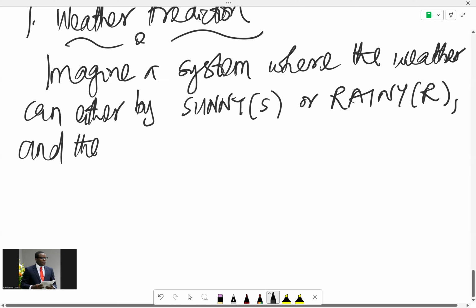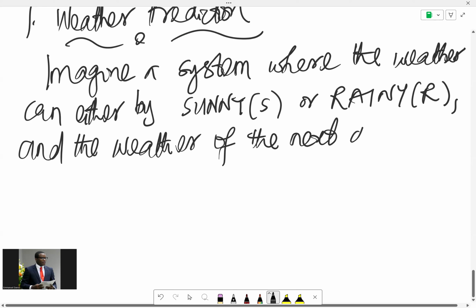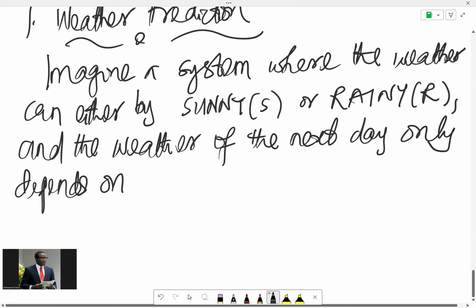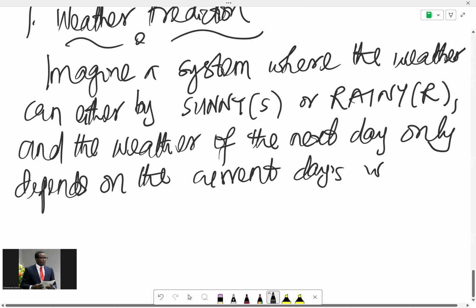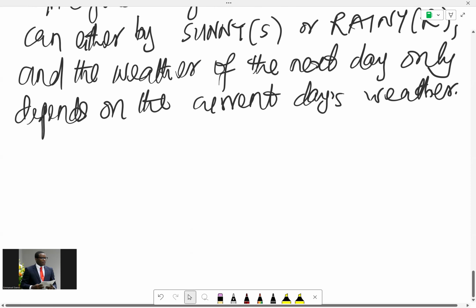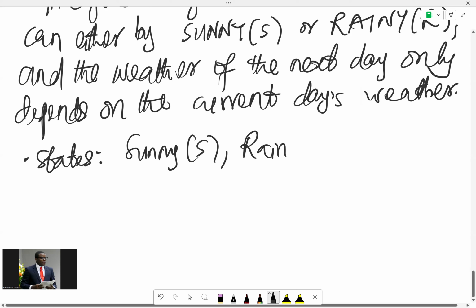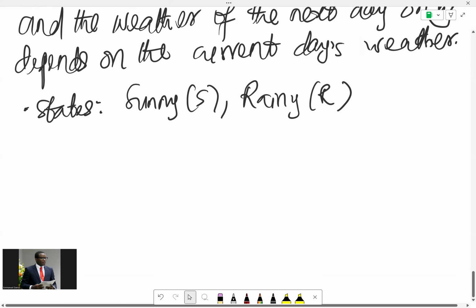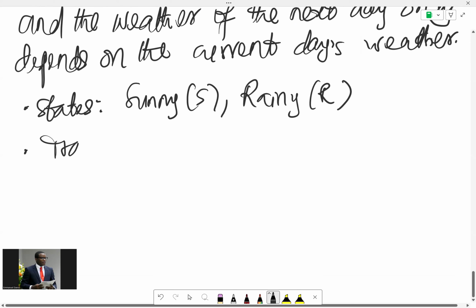And the weather of the next day only depends on the current day's weather. So here, going by the things we talked about before, what are the states we have? Just 2 states, sunny, S, or rainy, R. Now, let's imagine that the transition probabilities are the following.